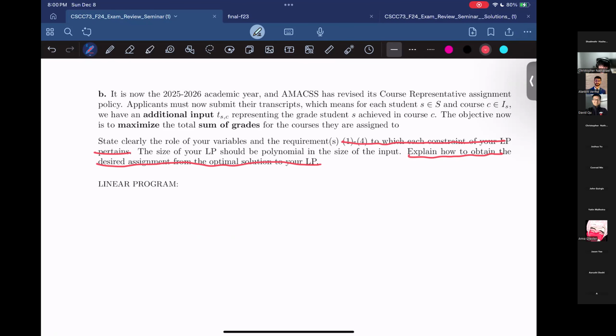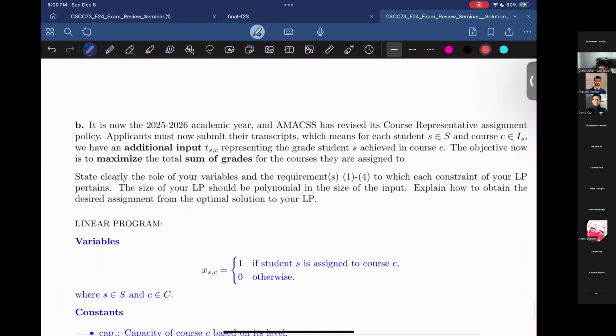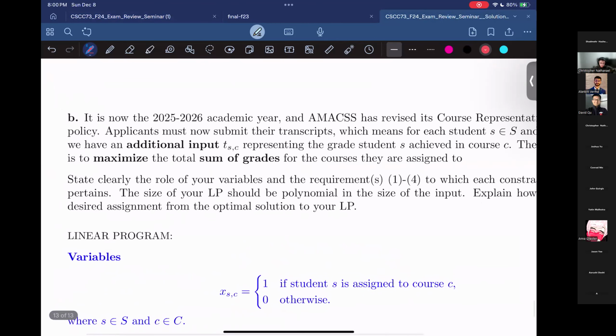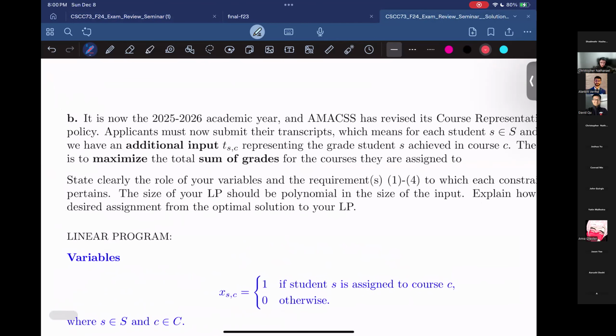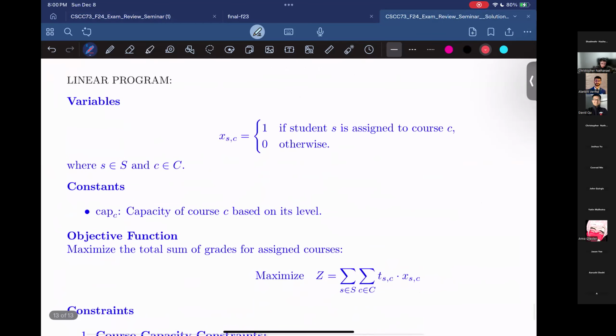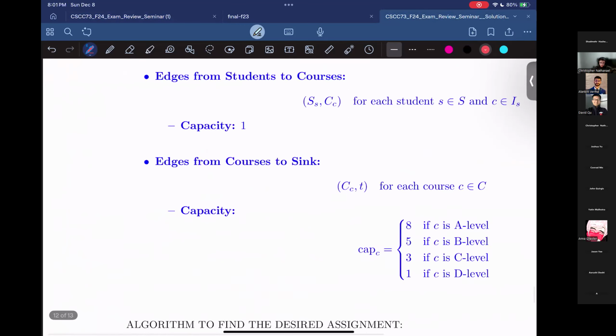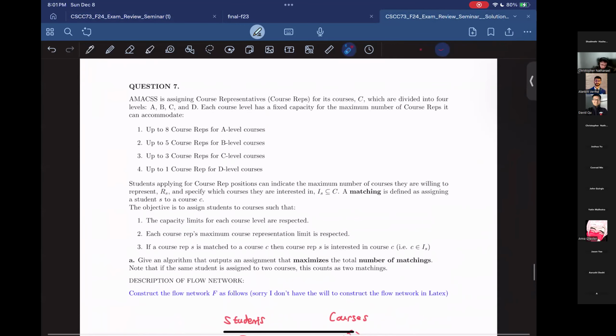Yes, okay, let's go. So this is a 0-1 LP problem. The variables: X_SC is 1 if student S is assigned to course C, and 0 otherwise, where S is the set of students and C is the set of courses. The constants we can define to make our constraints expressed in a more understandable manner. We have cap_C, which is the capacity of course C based on its level. So it's this part basically.